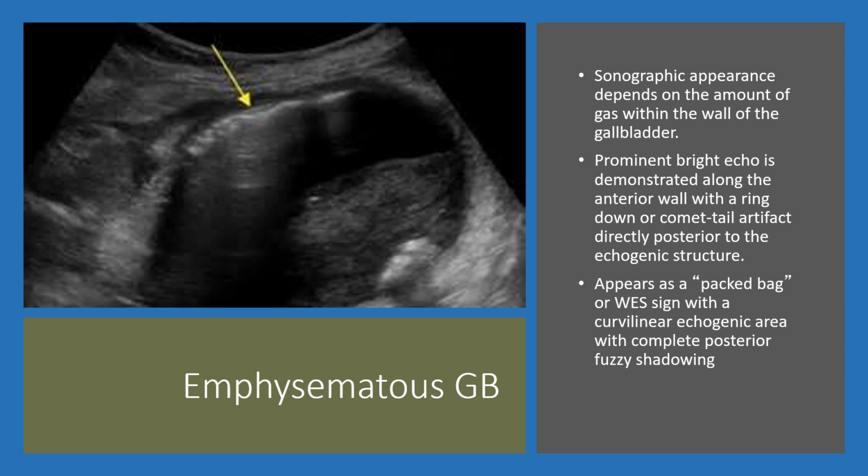How it looks on ultrasound is going to be dependent upon the amount of gas that is within the wall of the gallbladder. You'll see a prominent bright echo along the anterior wall, and you should see ring down or comet tail artifact directly posterior to that echogenic structure. It can appear as a packed bag or a WES sign with a curvilinear echogenic area and complete posterior fuzzy shadowing. Remember, that fuzzy shadowing is going to be that dirty shadow that we've talked about. A WES sign is wall echo shadow. So you're going to see the gallbladder wall, then that bright linear echo, and then shadow behind it.